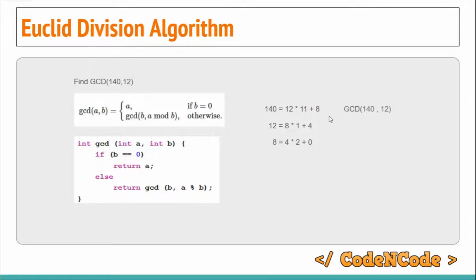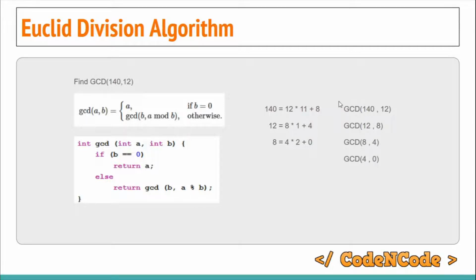Now if you look at this as the function call, it would be GCD 140 comma 12. Now in the next step, since B, that is this term, is not 0, what we would do, we would make another recursive GCD call for B comma A mod B. So it would be 12 comma 140 mod 12, which is 8. Now again, we would make a recursive GCD call to 8 comma 4, which is B comma A mod B, and then again as soon as you get B as 0, A becomes the GCD, which is 4. You would simply return A.